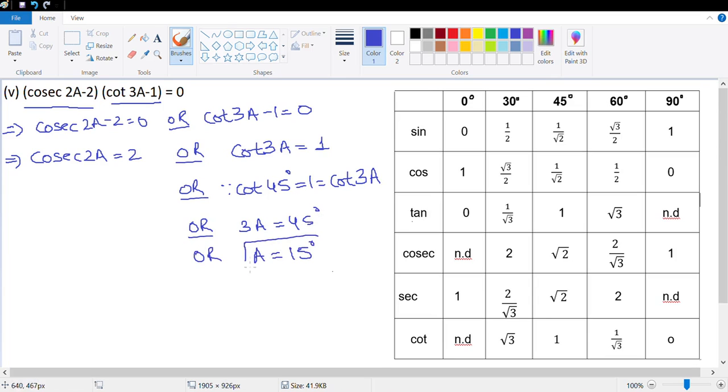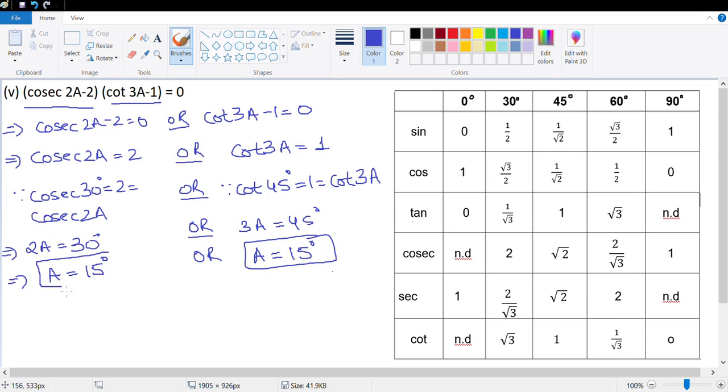So that's the second part. Let's look at the first part. Which value of cosec is equal to 2? 30 degree. Now since cosec 30 degree is equal to 2, which is given equal to cosec 2a, what this means is 2a is equal to 30 degree, which means a is equal to 15 degree. Now in this case, both values of a are equal, which means a is equal to 15 degree. That's the final answer. Let's look at the next question.